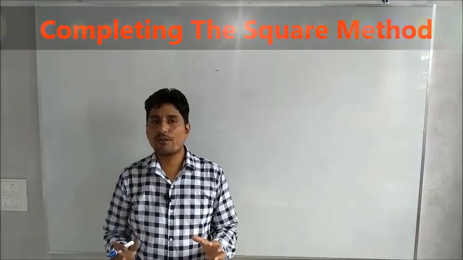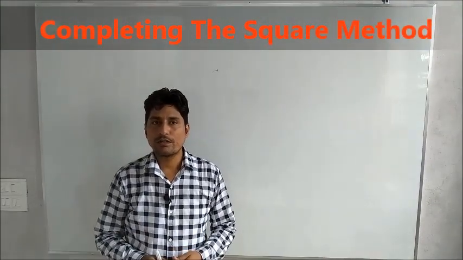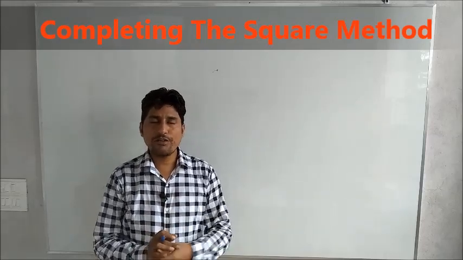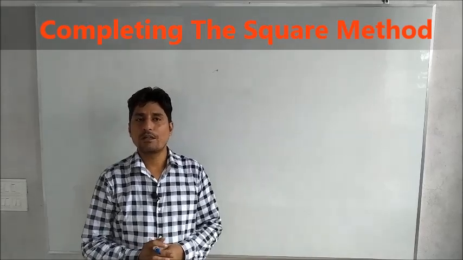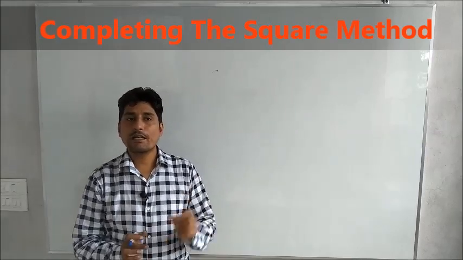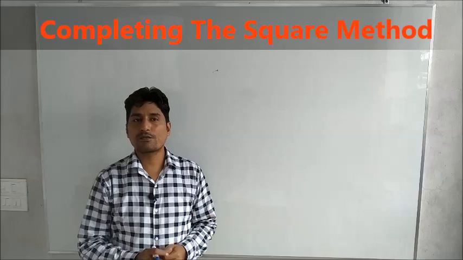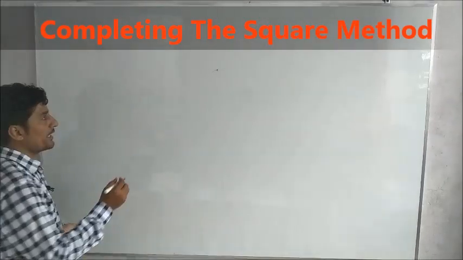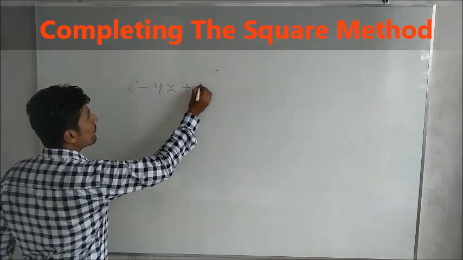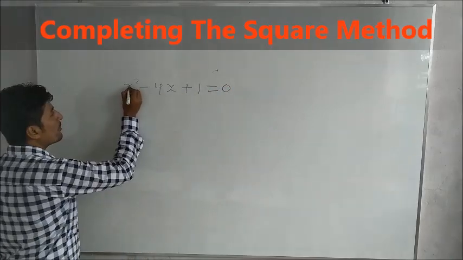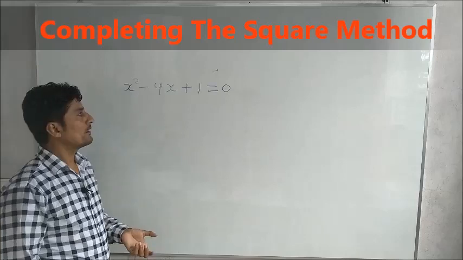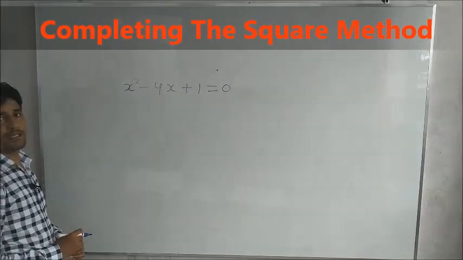There are different ways to solve a quadratic polynomial or equation. We can solve the given quadratic equation by using the factorization method, or we can solve it by using the quadratic formula. But right now, I will discuss how to solve the given quadratic equation by the completing the square method. Suppose I am taking the question x square minus 4x plus 1 equals 0. Now we are going to solve this quadratic equation by using the completing the square method. So let us see how to solve it.